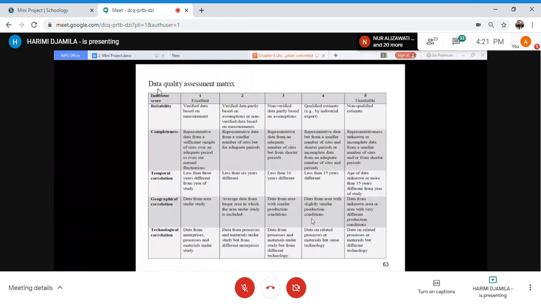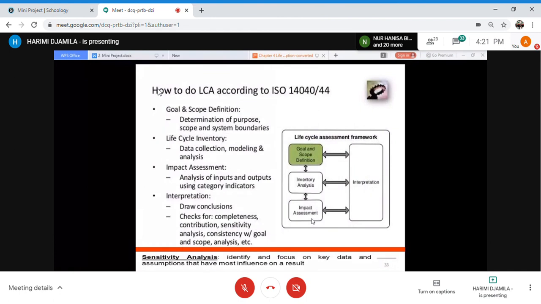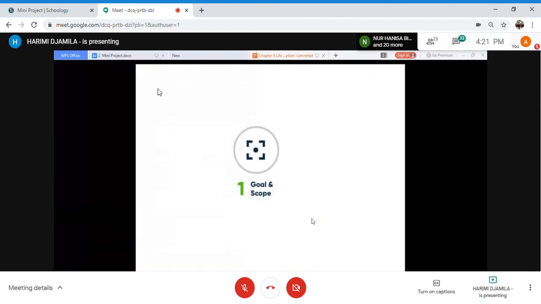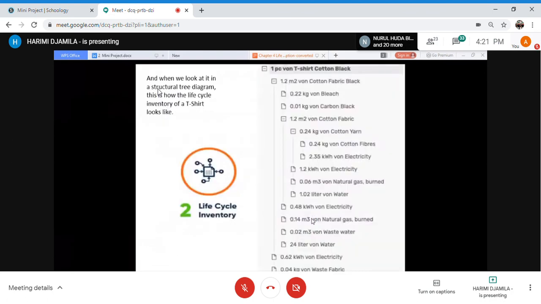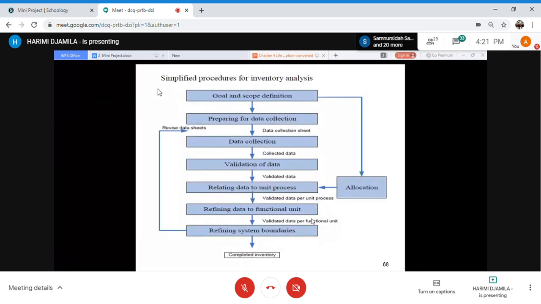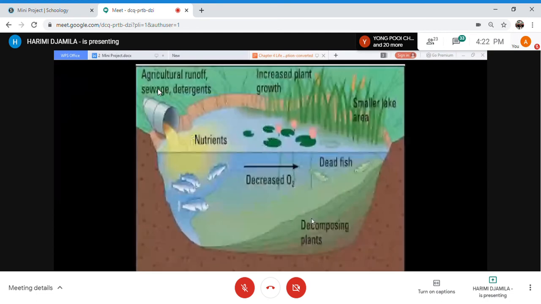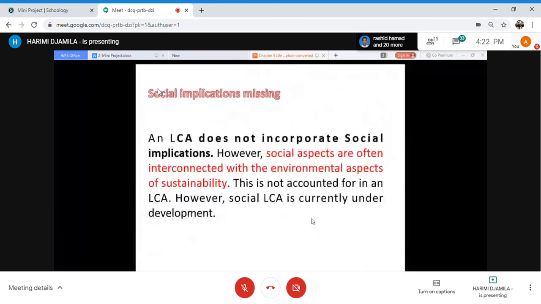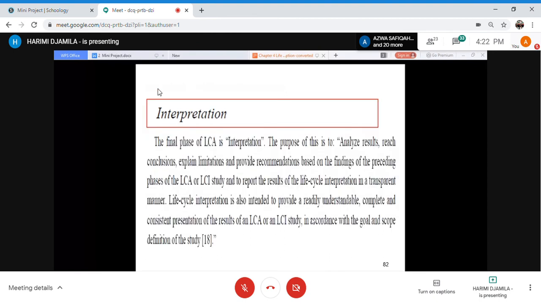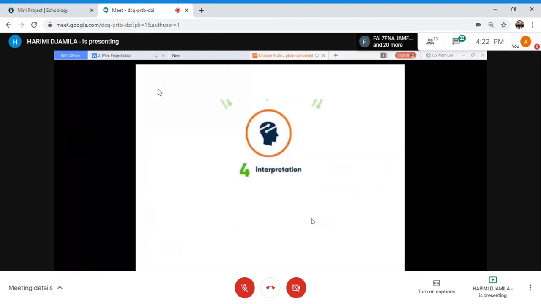Study of, according to, where is it? Let me reach the page first. Okay, before we reach this one. So for the interpretation part, according to ISO 14044, which is 2006, when you do interpretation, it's already explained well in the standard.